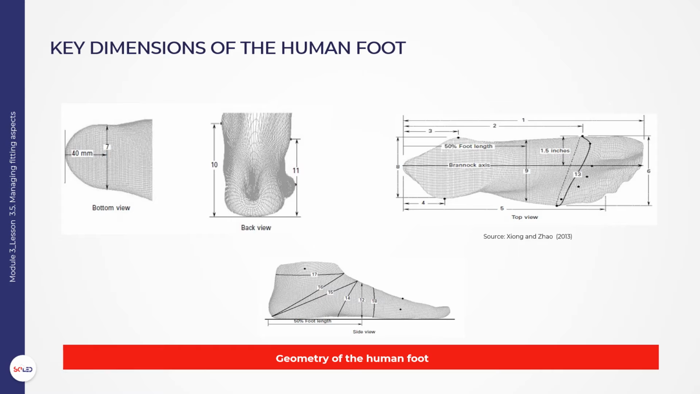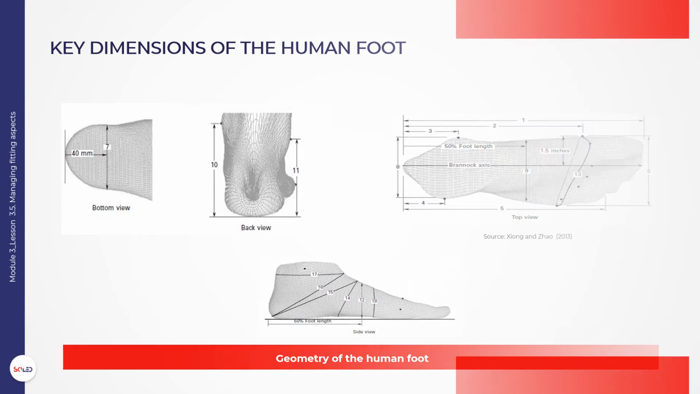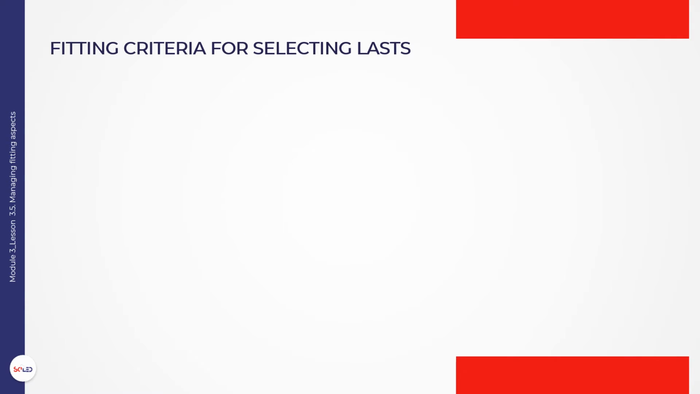10. Medial malleolus height. 11. Lateral malleolus height. 12. Height of 50% foot length. 13. Ball girth. 14. Instep girth. 15. Long heel girth. 16. Short heel girth. 17. Ankle girth. 18. Waist girth. Fitting criteria for selecting lasts.